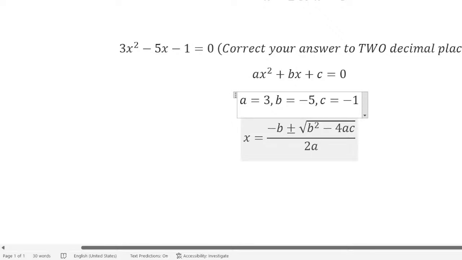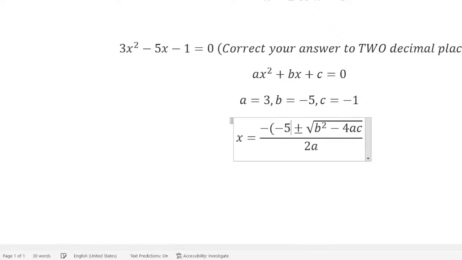Perfect. Now we just substitute in the quadratic equation. Remember, just by substituting, that is 1 mark. So now B is -5, so negative into -5.